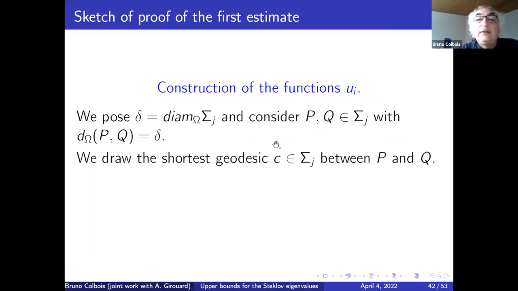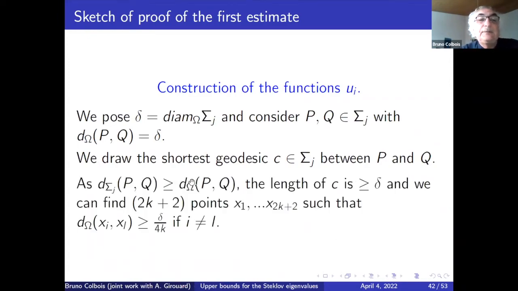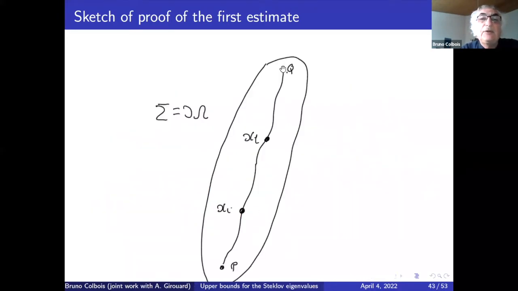I take 2 points realizing the diameter, and I draw a curve, a geodesic, between P and Q. Along this curve, I take 2k plus 2 points which are far enough. I always prefer to draw a picture. So I have these 2 points which are at distance delta.